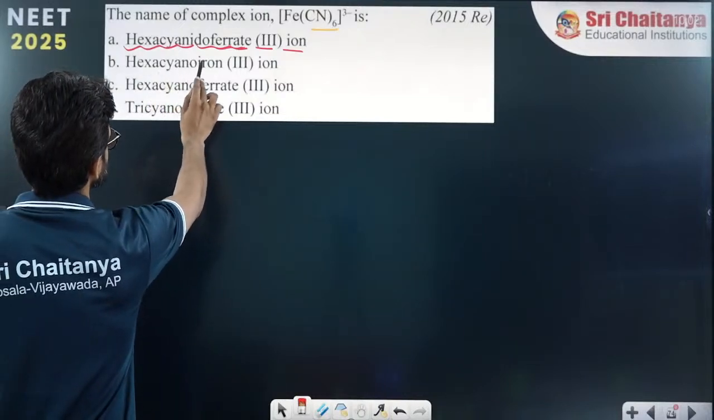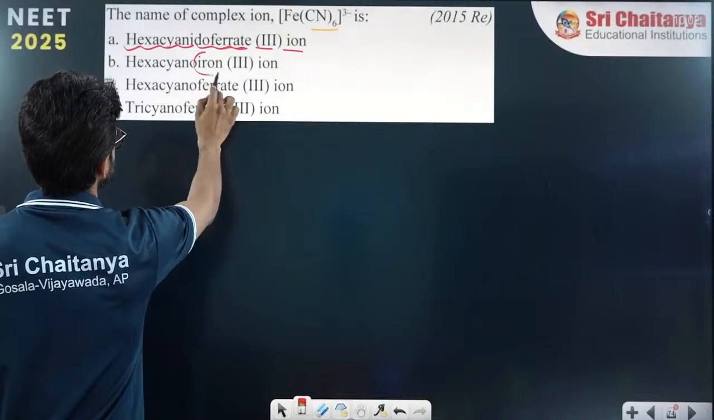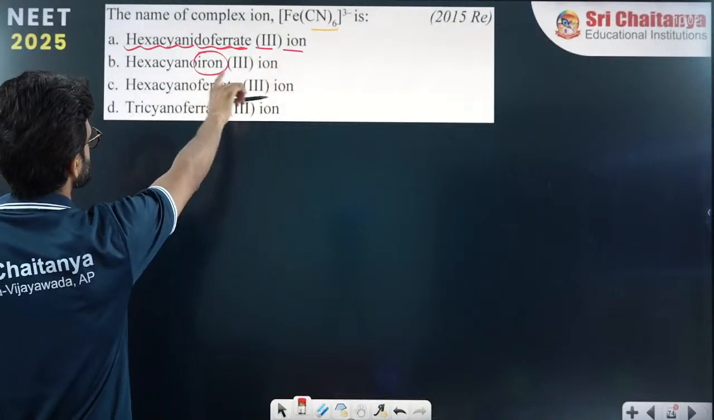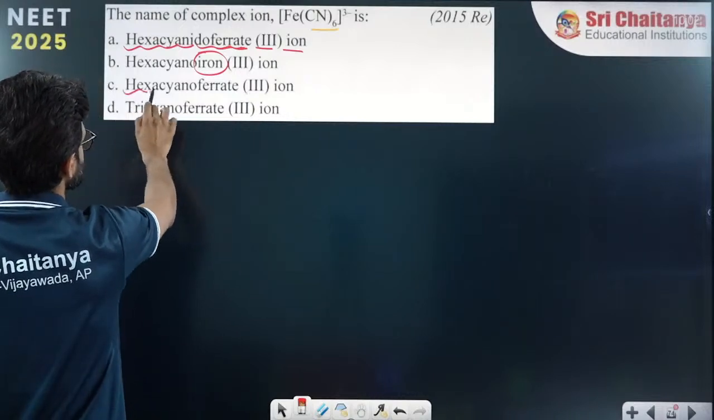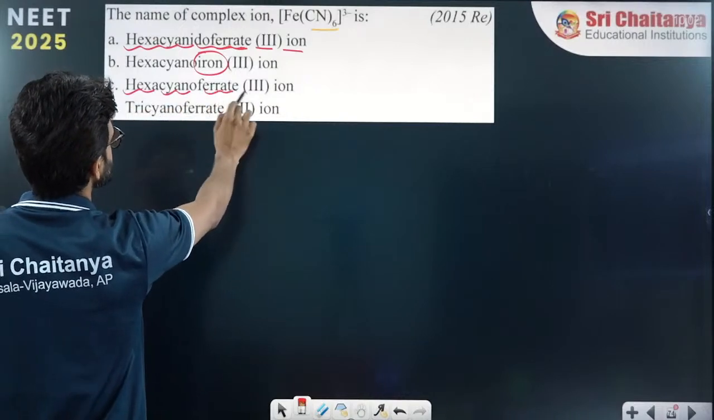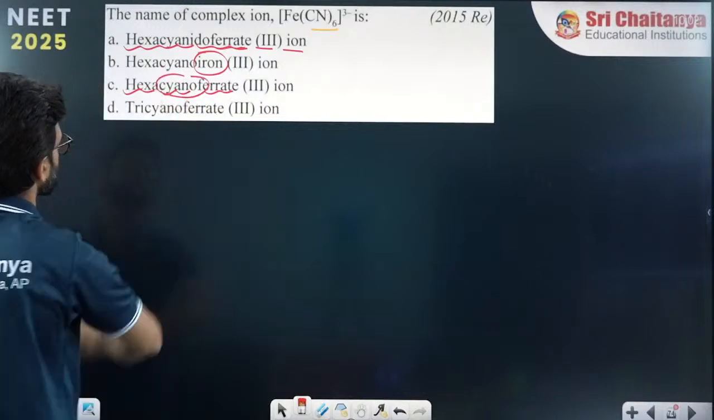Hexacyano first of all is the issue. Second thing is iron, not iron. It's an anionic complex, so ferrate will come. What is the issue here? Hexacyanoferrate(III). Here this is the issue. Okay.